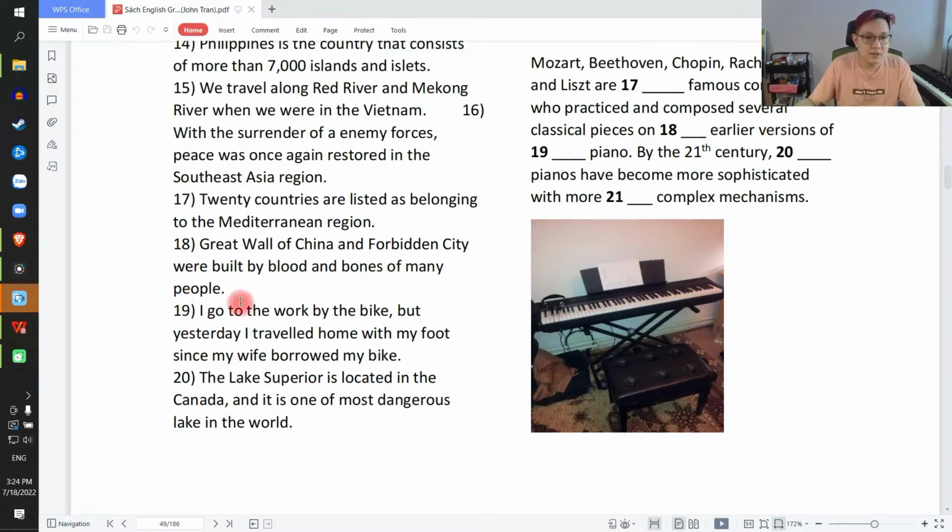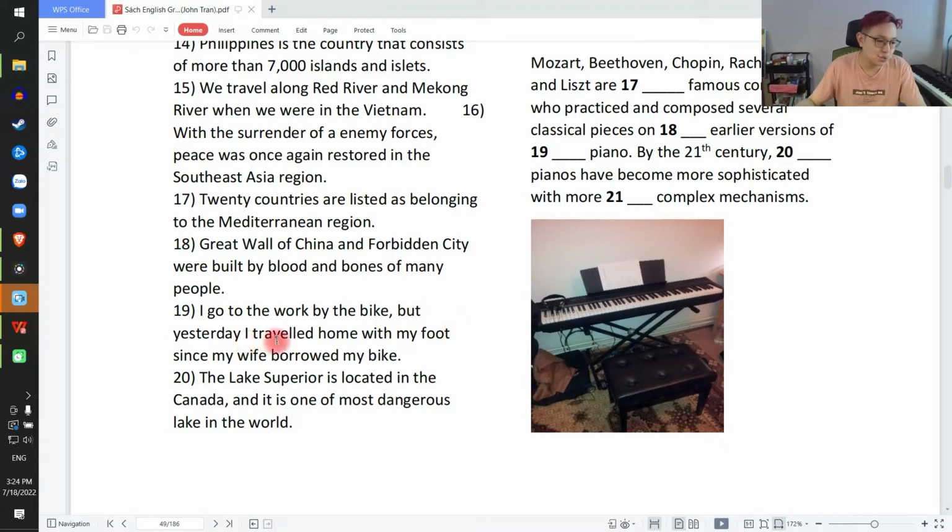19. I go to work. This is a common expression. Đây là cái biểu đạt thông thường. I go to work. Không có the. There's no the. By bike. Common expression to talk about transportation. Một cái biểu đạt thông thường để nói về chuyện đi lại. I go to work by bike. By bicycle. Sorry, by bike or by bicycle is fine.